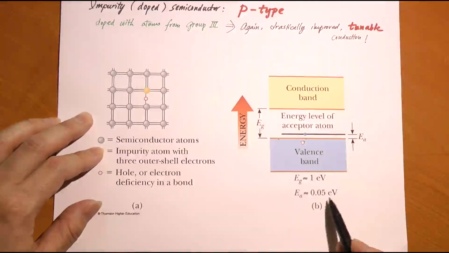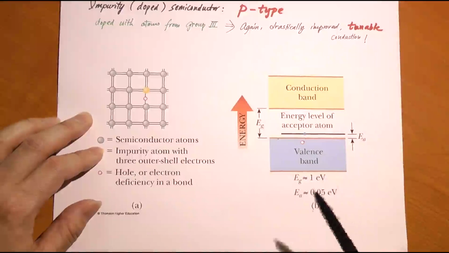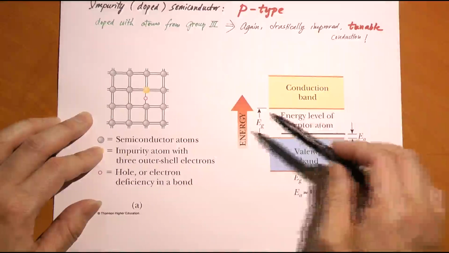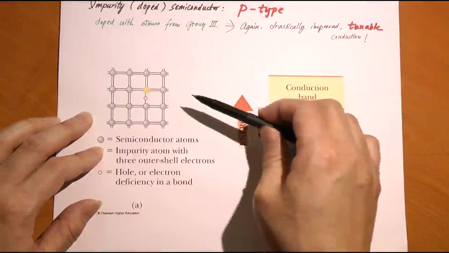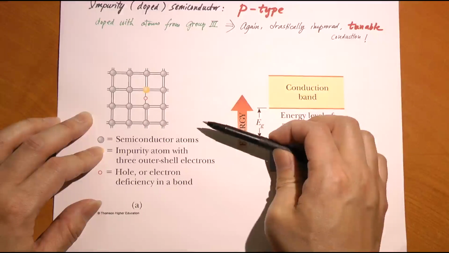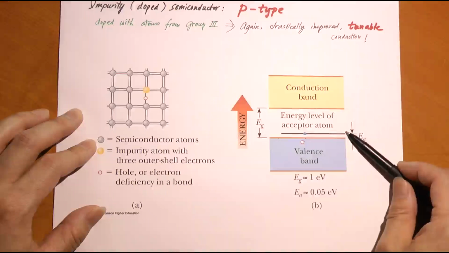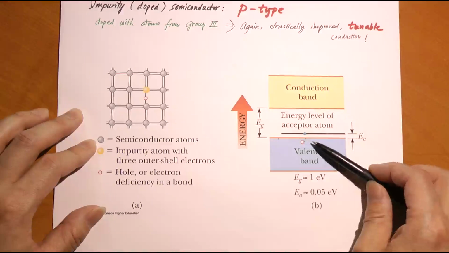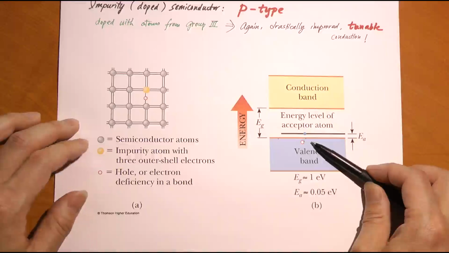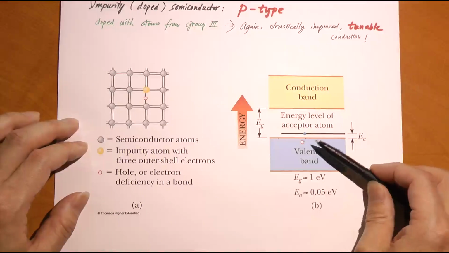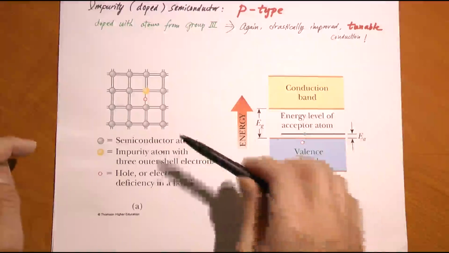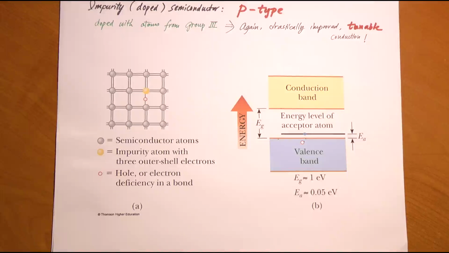Again, it doesn't take much effort to promote an electron from here to there. It only takes about 0.05 eV, which is very easy to do, and therefore, by doping an otherwise pure piece of silicon or germanium with group 3 atoms, we can create these acceptor levels, thereby creating these holes, which will turn this into a much better conductor. And the conductivity, again, depends on the level or concentration of doping.